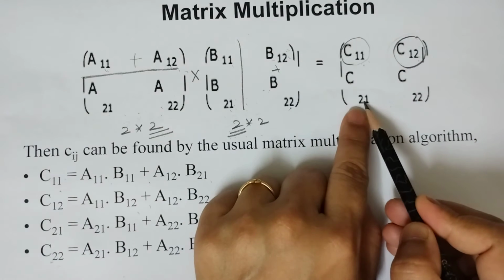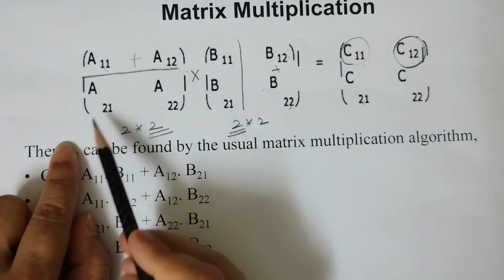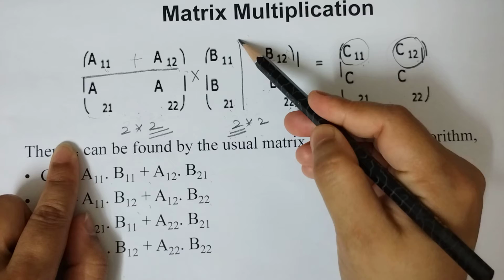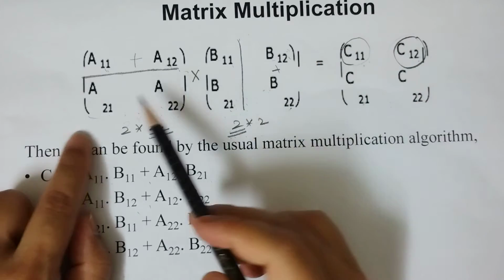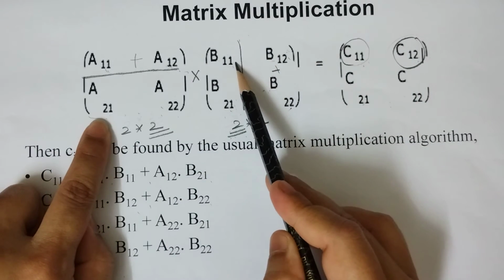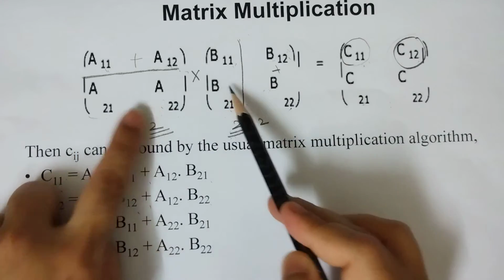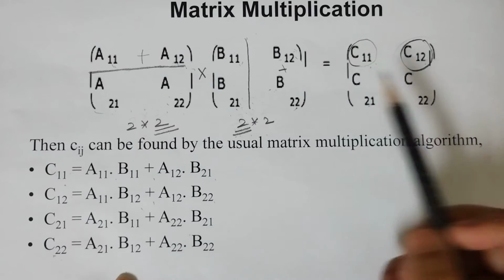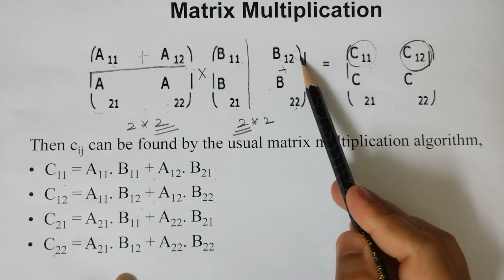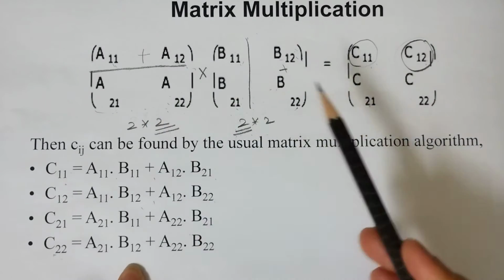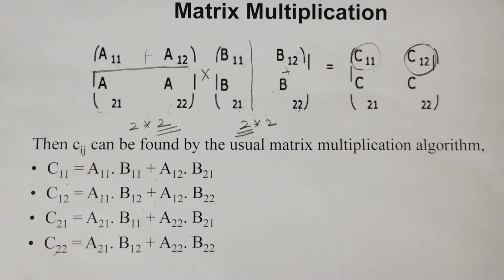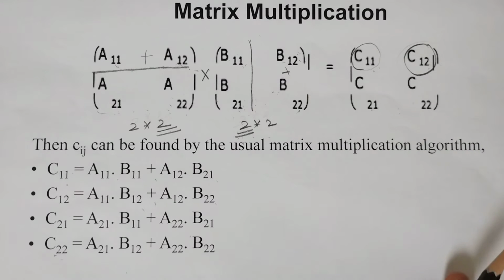In the same way, if you take C21, now you need to consider the second row of the first matrix. Okay, again go for the first column of the second matrix. So A21 multiplied with B11 plus A22 multiplied with B21. Right. So again for C22, same: A21 multiplied with B12 plus A22 multiplied with B22. So this is how you are going to find the matrix multiplication. Right, and this is an example for a 2 cross 2 matrix.